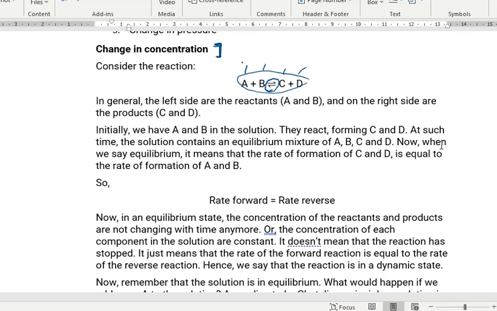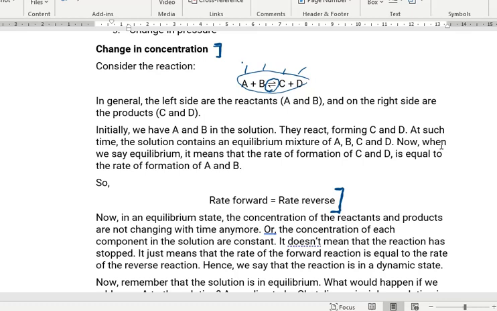ang concentration sa A, B, C, and D. And that means you already have an equilibrium mixture of A, B, C, and D. Now, when we say equilibrium, it means that the rate of formation of C and D is equal to the rate of formation of A and B. Okay? Don't forget that it is a dynamic process. That means the reaction is still going on. It's just that the rate of the forward is equal to the rate of the reverse reaction.